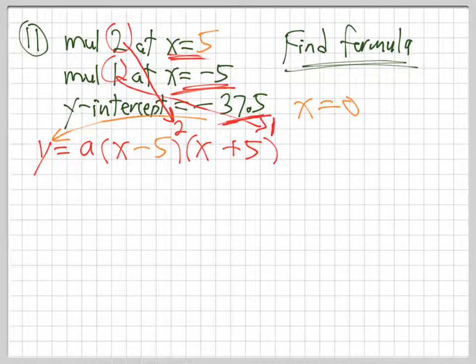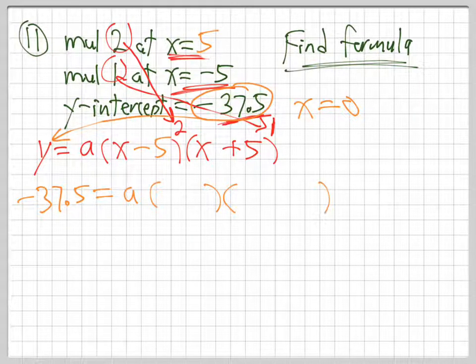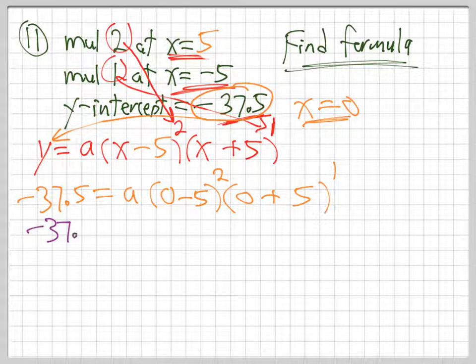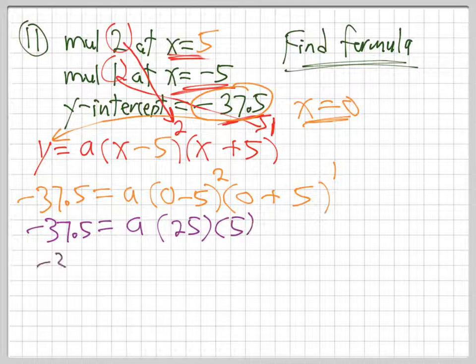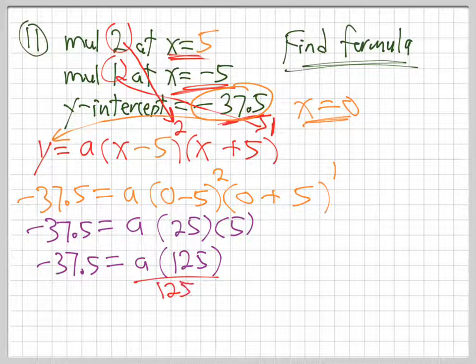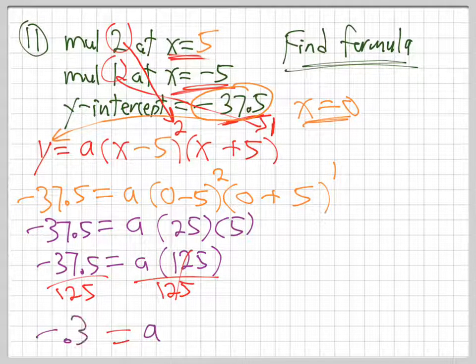Now plug in y equals negative 37.5 over here, and plug in x is 0. Remember, a y-intercept means the other letter is 0. X is 0. That's what a y-intercept point is. So we plug in, and then we use our calculator. Negative 37.5 is a times... this will end up being 25, because it's negative 5 squared, and this will end up just being 5. So that is 125, and to solve for a, we divide by 125. Negative 0.3, so that's a.